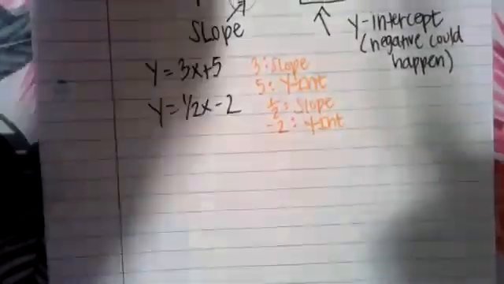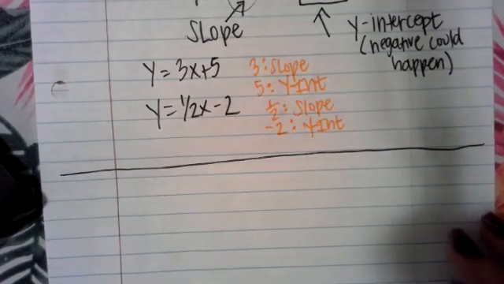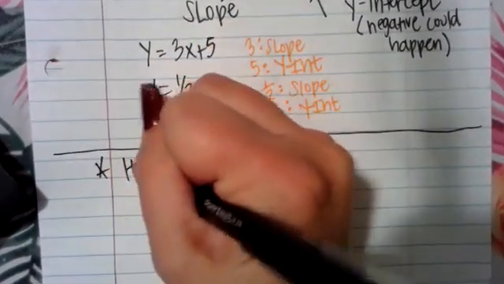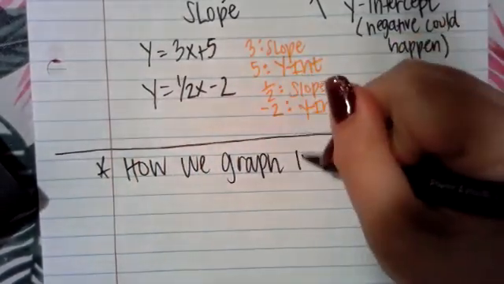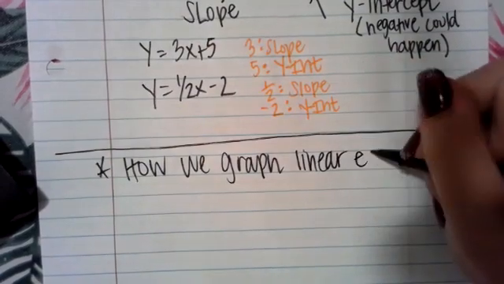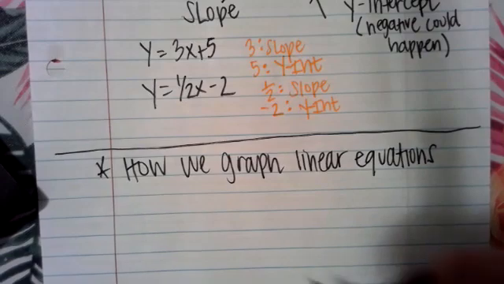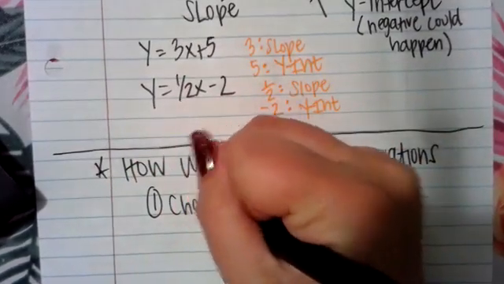So I'm going to draw myself a section. Okay. So this is how we graph linear equations. So step number one, we're going to choose our values for x.